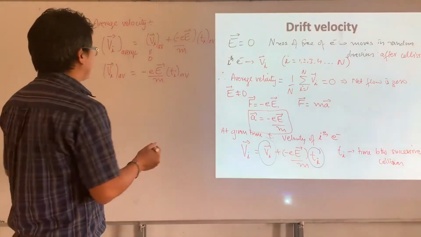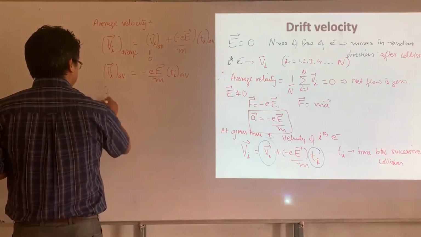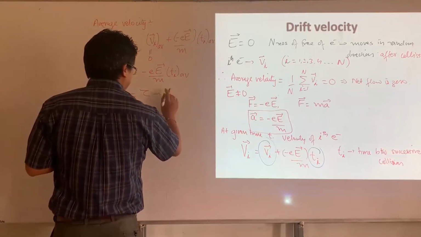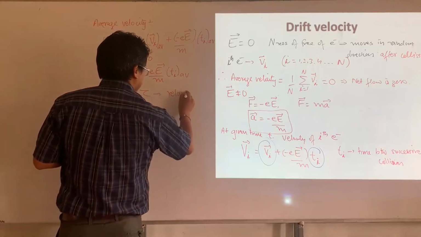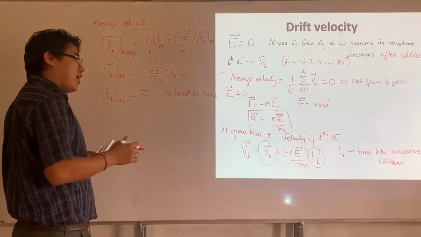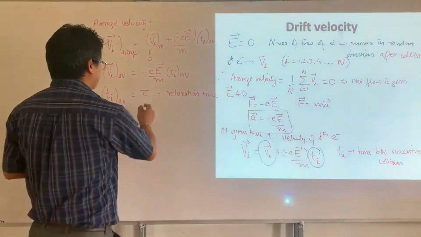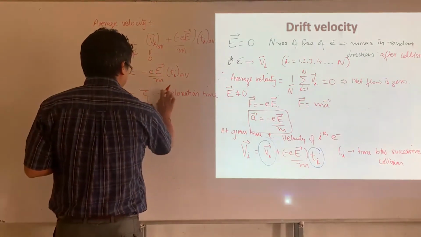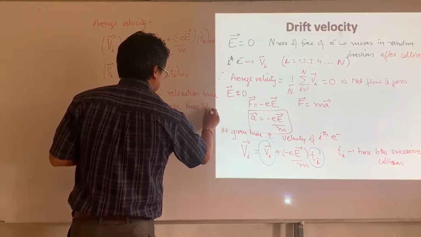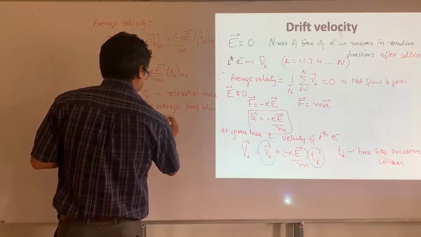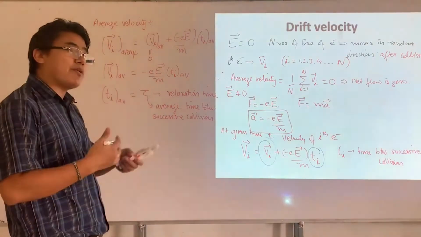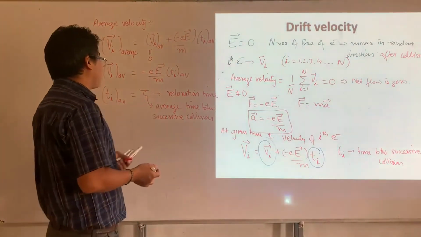Now, this average is what we call relaxation time. Relaxation time: the average time between successive collisions, the average time interval between successive collisions.